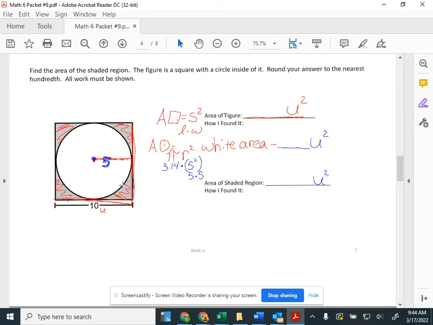Well, what's the area of the figure? The whole figure goes up top, the area of the white circle, and then we subtract them.